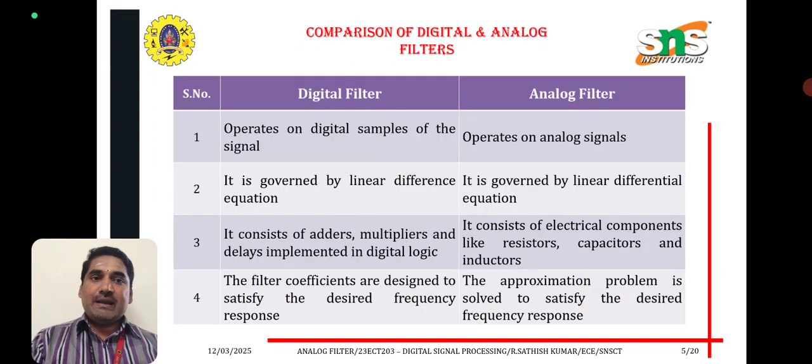Next, we can see the comparison of digital filter and analog filter. A digital filter operates on digital samples of the signal. An analog filter operates on analog signals. A digital filter is governed by a linear difference equation. An analog filter is governed by a linear differential equation. A digital filter consists of adders, multipliers and delays to implement the digital logic. An analog filter consists of electrical components like resistors, capacitors and inductors. In a digital filter, the filter coefficients are designed to satisfy the desired frequency response. In an analog filter, the approximation problem is solved to satisfy the desired frequency response.